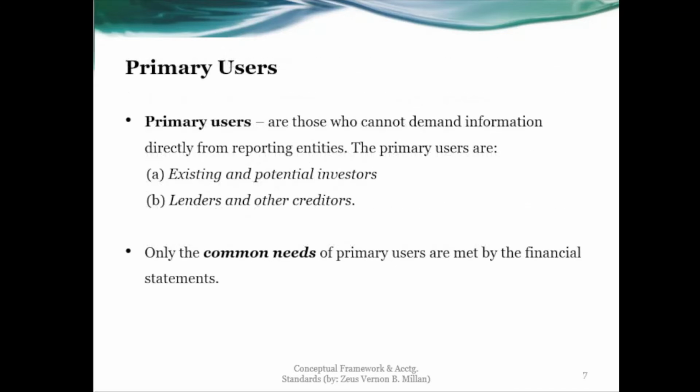Next is the primary users. When we talk about primary users, these refer to those who cannot demand information directly from reporting entities, meaning they solely rely on the financial statements that are available to the public. Examples include your existing and potential investors and lenders and other creditors. Because of course, as a potential investor, you cannot directly say to the entity, show me your FS or your detailed FS and so on. What is available to the public is what is available to the investors as well. Same goes with the lenders.